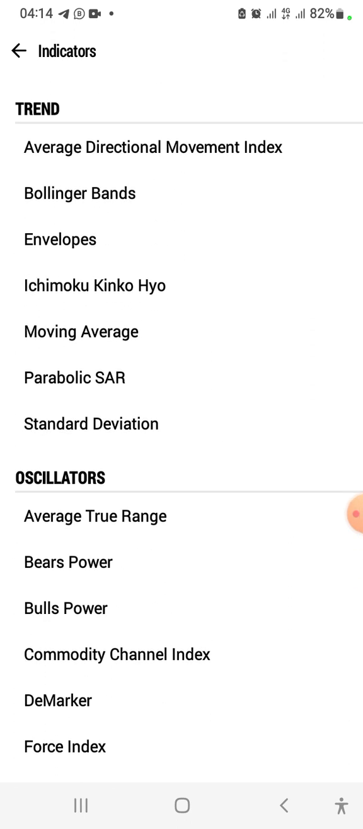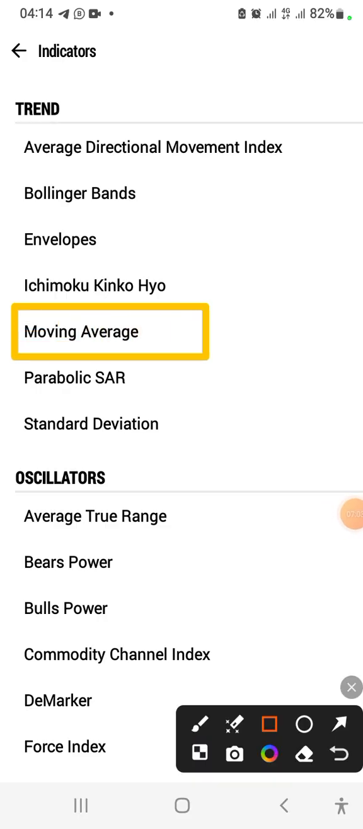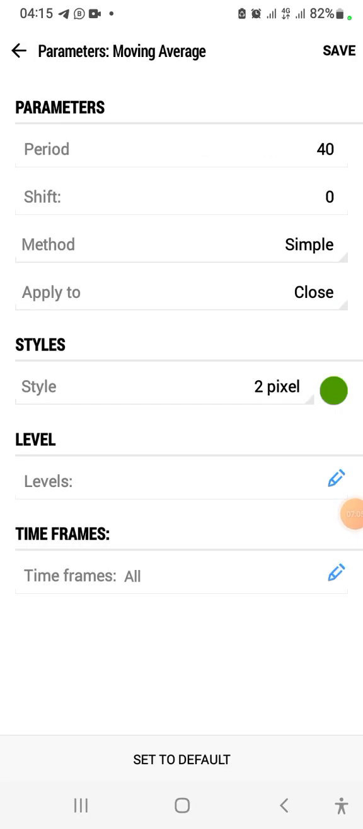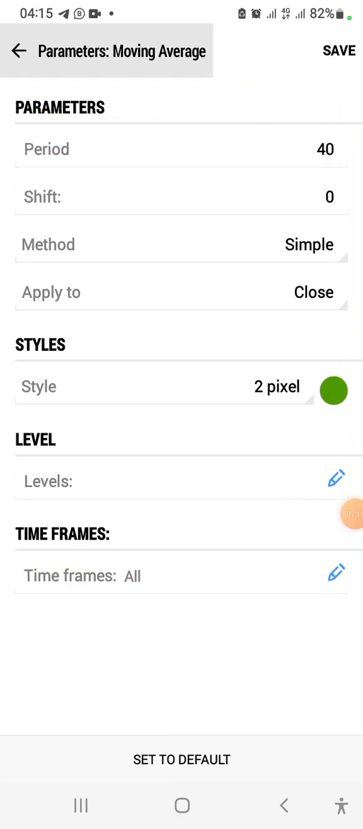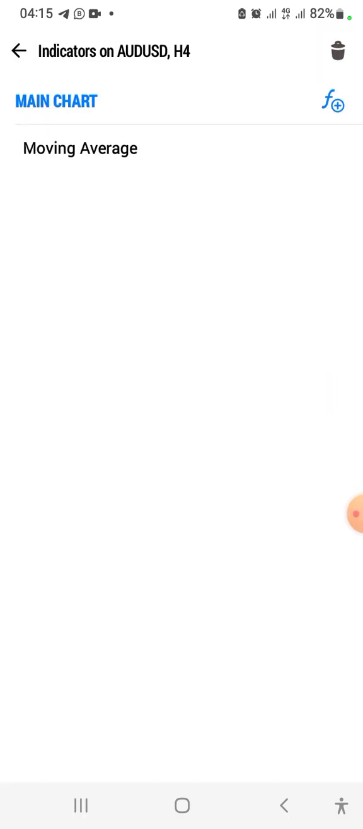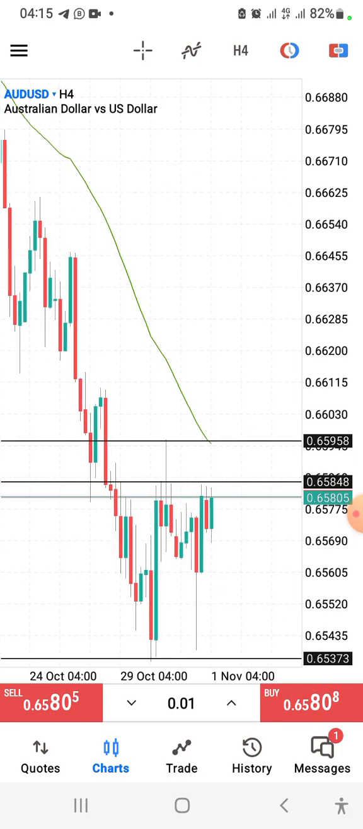So the indicator we will be using is the moving average, and the moving average falls under the trend indicator. Click on it. Then you have these parameters. These are the parameters we'll be using, but you can use the default parameters. So click save and go back to your chart. Now this is the way it works.